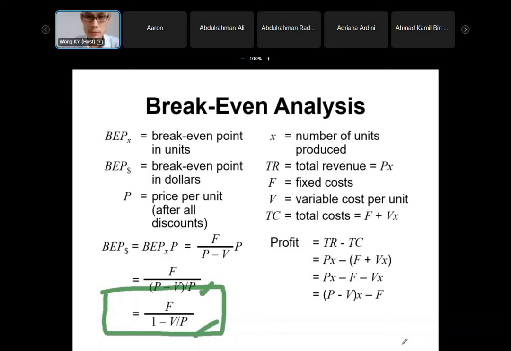And if the question asks you to calculate profit, I think that is very simple. Everyone knows how to calculate profit. Profit is just total revenue minus total cost. Total revenue is PX. Total cost is the fixed cost plus the variable cost. So if you rearrange the formula, you get this.